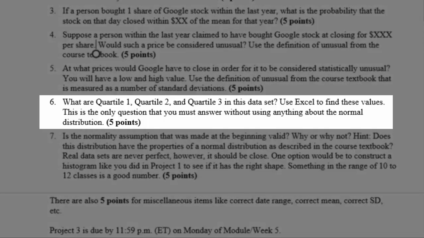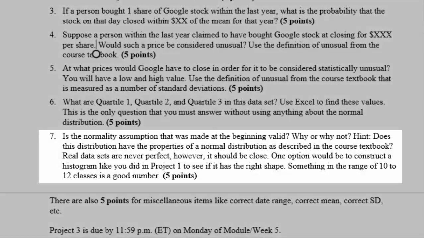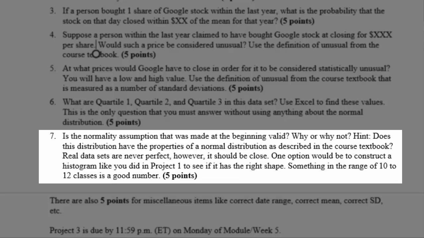Number 6 asks you to have Excel calculate quartiles 1, 2, and 3. And then number 7 wants you to think about, based on those quartiles, and also if you make a histogram of the data with maybe 10 to 12 classes, was our assumption at the beginning that this is a normal distribution accurate? Why or why not?